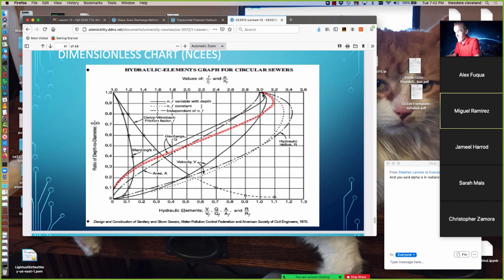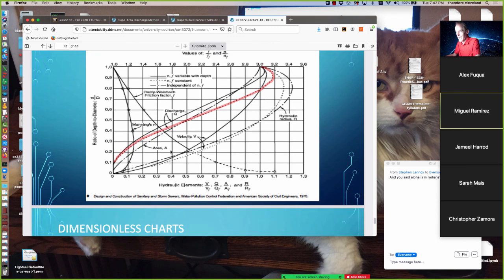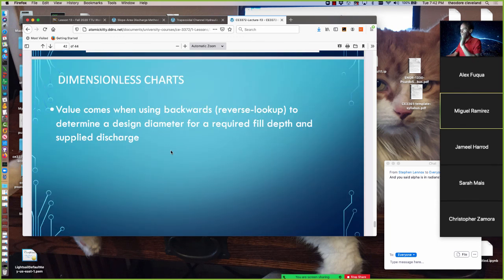You have to read these pretty carefully to find out what each dashed line is, and you have to find out what they're pointing to, that these are velocity lines, and then there's a hydraulic radius line, and this is the discharge line that we've been looking at. The value of these charts comes when doing a reverse lookup, when going backwards, when our goal is to select a design diameter for a required fill depth and a supplied discharge.